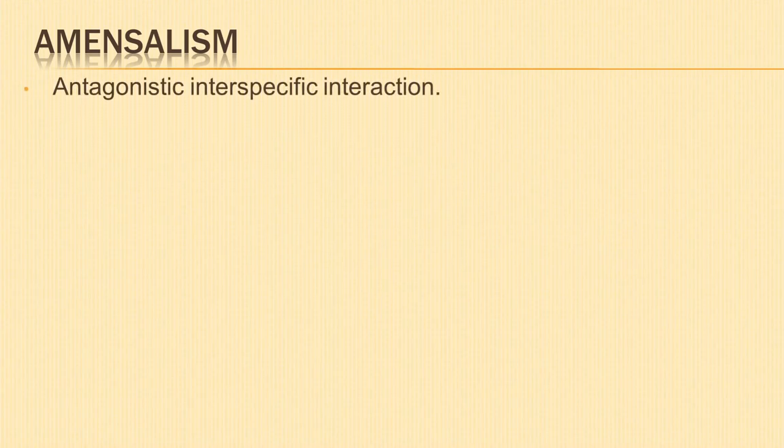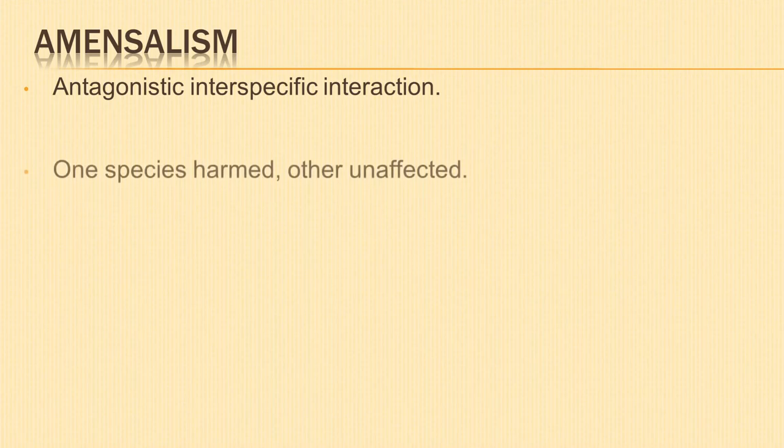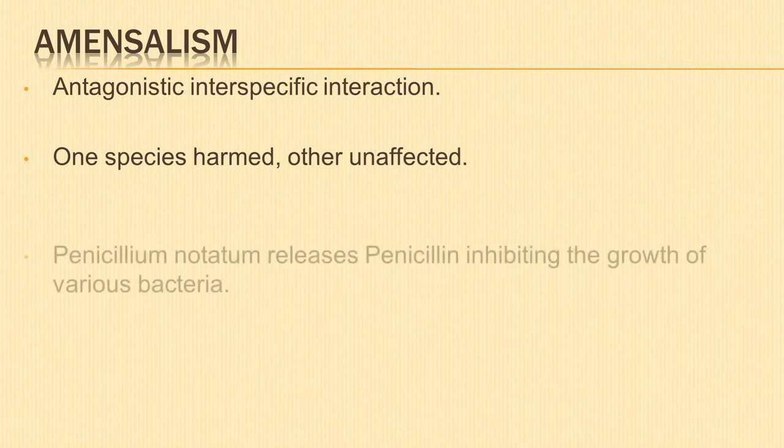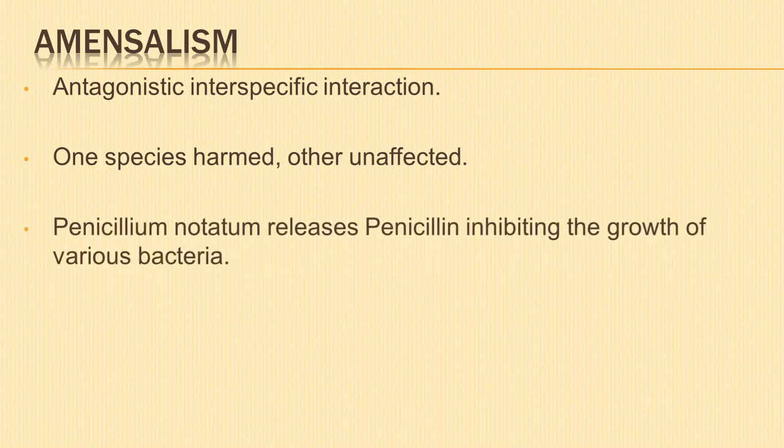Next is Amensalism. It is an antagonistic interspecific interaction. It is an association between organisms of two different species in which one is inhibited or destroyed and the other is unaffected. The adversely affected species is called amensal and the affecting species is called inhibitor. Example, Penicillium notatum releases penicillin to inhibit the growth of a variety of bacteria.